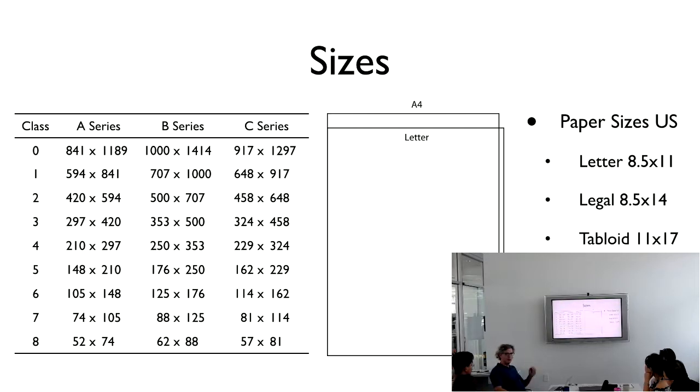So the beautiful thing is that 841 by 1189 is exactly 1 square meter. So if you know that the density of the paper, let's say, is 100 grams per square meter, then you can just easily weigh the whole stack, and you know that A0 is 1 square meter. It just makes it so much easier.